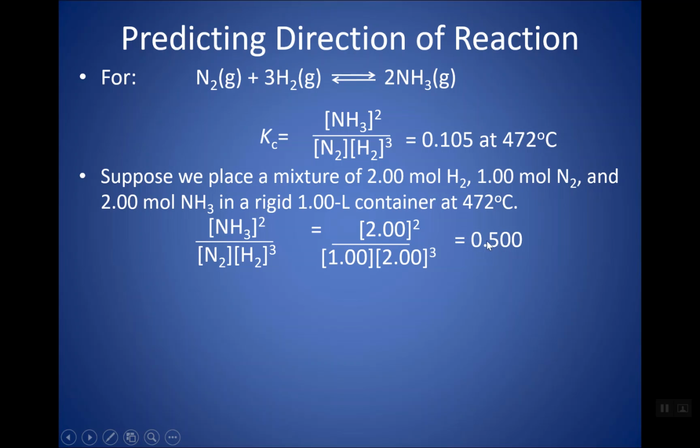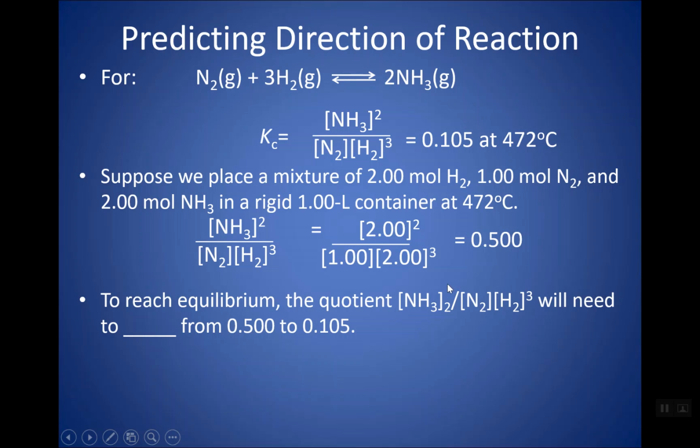So how can I bring this number down? This means that my numerator's too high. I need my numerator to get smaller. What's in my numerator? Product. I need product to get smaller, and I need my reactant, in my denominator, to get bigger. So basically, I need to go in the reverse direction.